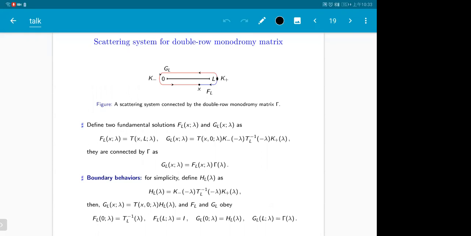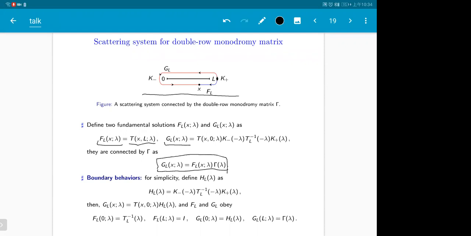Before showing the hierarchy, I will discuss the scattering system for the double row monodromy matrix. The idea is quite similar to the periodic problem. Now you define two fundamental solutions, F and G, in this way. T are the transition matrices we defined before. They are connected by the double row monodromy matrix. This scattering system can be naturally obtained by considering this picture.